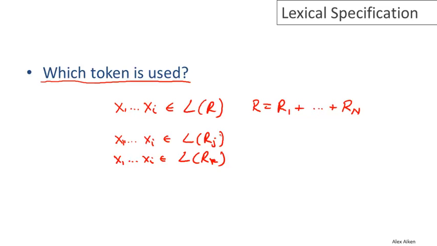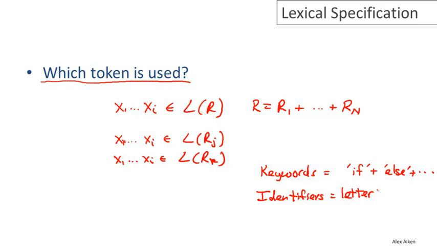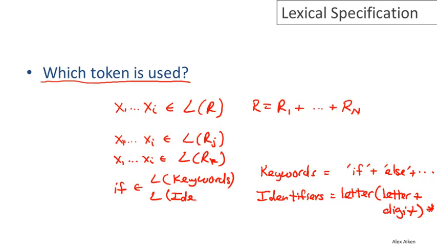So, just to make this concrete, recall that we could have a lexical specification for keywords, which would be things like if and else and so on, and also for identifiers. An identifier was a letter followed by a letter or a digit, repeated. If you look at these two specifications, you'll see that the string if is in both of them. So if is in the language of keywords, and it's also in the language of the identifiers. Should we treat if as a keyword or an identifier? The normal rule in most languages is that if it's a keyword, then it's always a keyword, and the identifiers actually don't include the keywords.